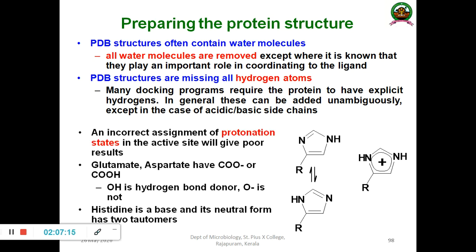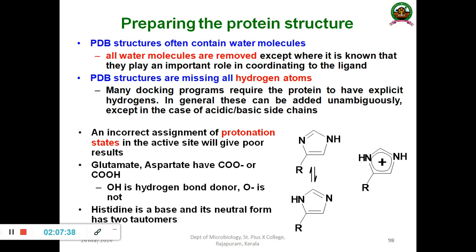When you are doing a protein, there are two cases. One is the crystal structure. When the crystal structure is there, what you need to do? When crystallization is happening, there are a lot of water molecules. So the molecules will be crystallized along with the water molecules. Some molecules will be crystallized along with the ligand, in closed conformations. So when you are preparing the molecule for docking, you need to remove all the water molecules.